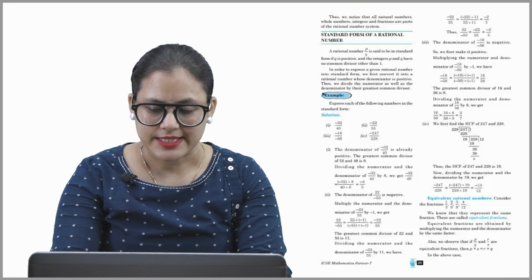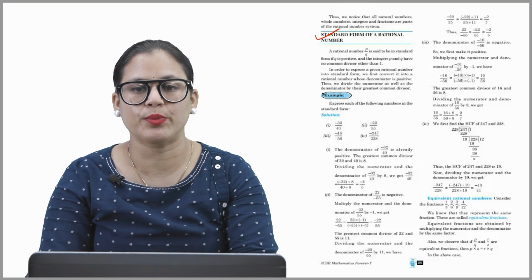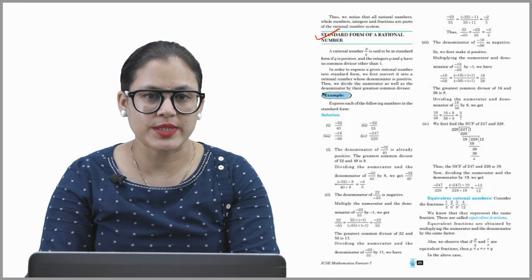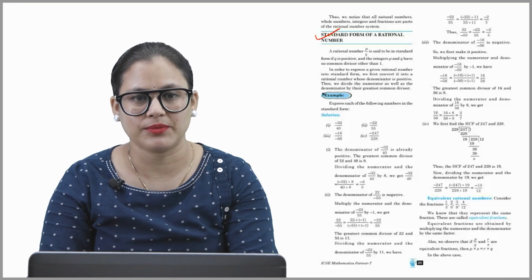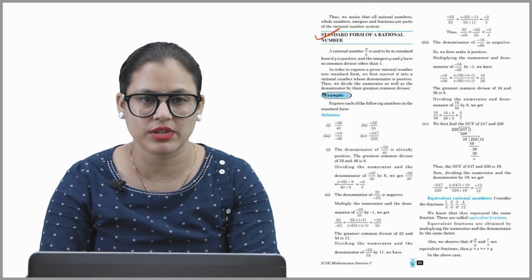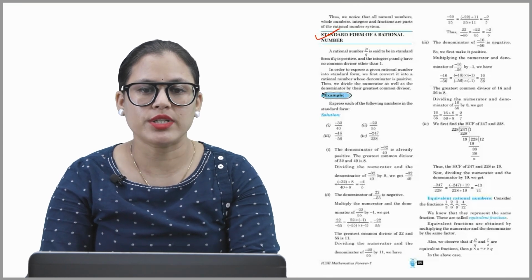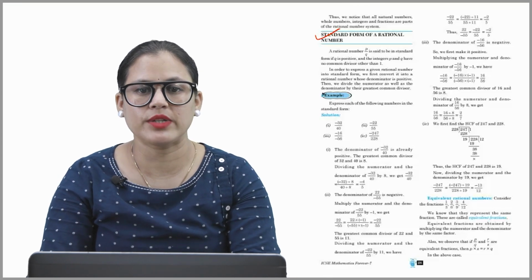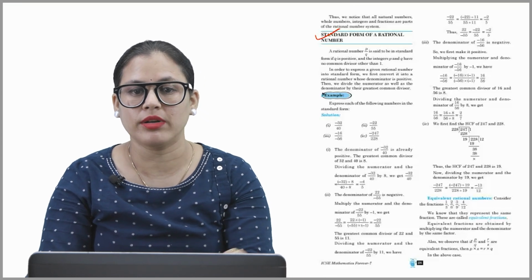Standard form of a rational number. A rational number p by q is said to be in standard form if q is positive and the integers p and q have no common divisor other than 1. In order to express a given rational number in standard form, we first convert it into a rational number whose denominator is positive. Then we divide the numerator as well as the denominator by the greatest common divisor.